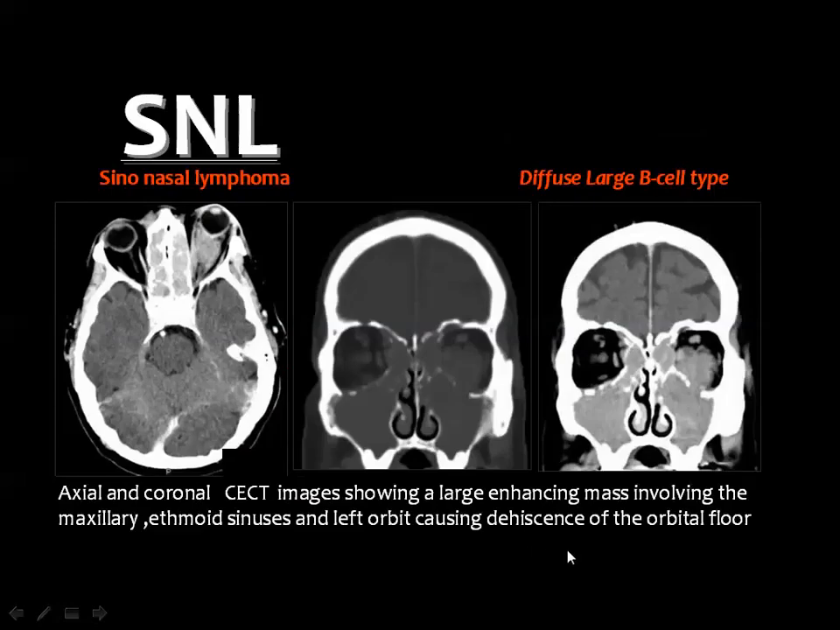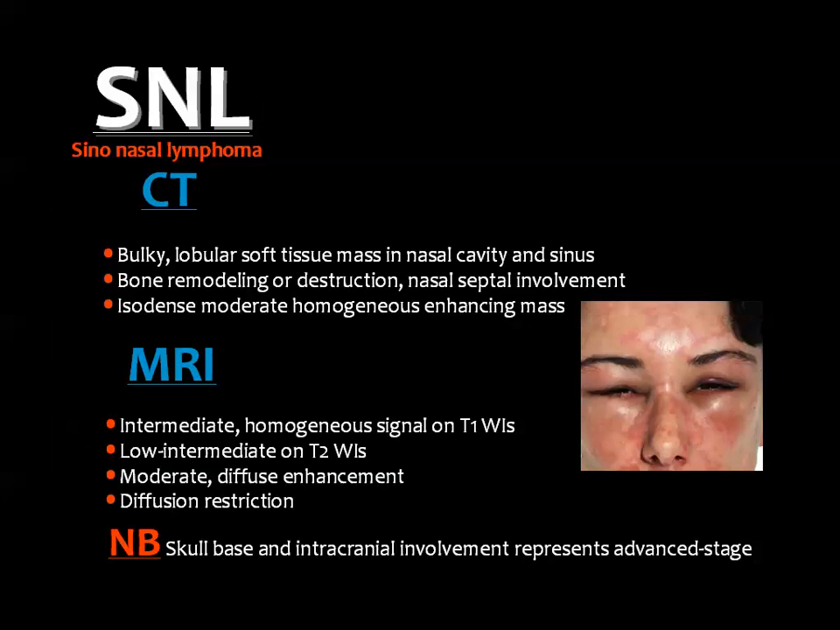is also common. And here you can see a mass which is infiltrating the ethmoidal air cells, both maxillary sinuses, encroaching or extending inside the orbit. And as I have mentioned, lymphoma is considered one of the four common lesions affecting this area. By CT, lymphoma will show a bulky soft tissue mass which destroys the adjacent bones, and it will show almost homogeneous post-contrast enhancement. Similar findings are also seen on MRI.